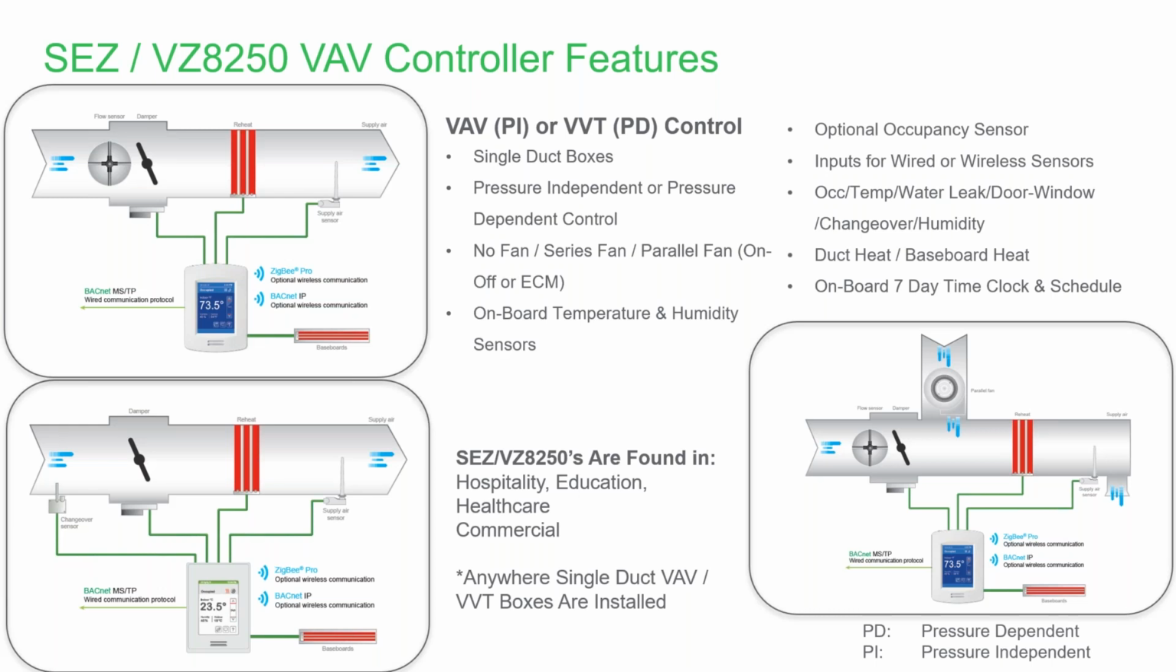The next representation below is an application. It's really the same application, except you'll notice it doesn't have a flow sensor in it. This is what is referred to as a pressure-dependent application, and that's typically seen in VVT applications. So this one room controller can do pressure-independent or pressure-dependent type applications.